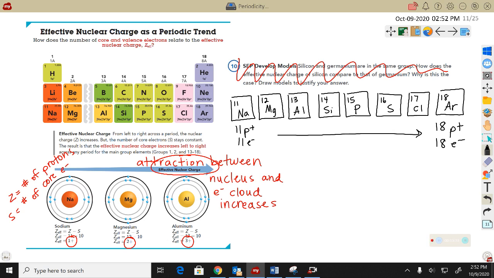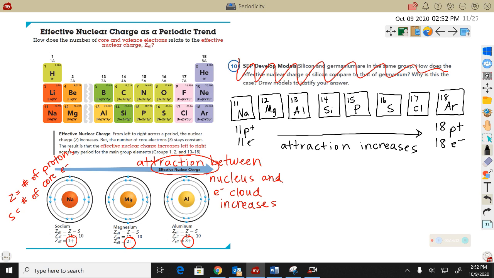So I want us to know this. As you go across the periodic table, the strength of the attraction increases. We're going to say attraction increases. And if they ask us why is there a stronger attraction between the electron cloud and the nucleus in argon versus the electron cloud and the nucleus of sodium? We're going to say magnitude of the charges. We're going to say because argon has more protons and more electrons. It's a stronger attractive force. It's like a stronger magnet.